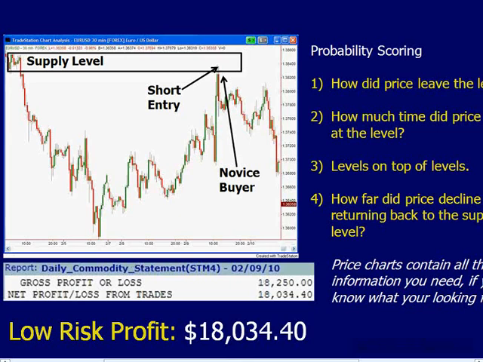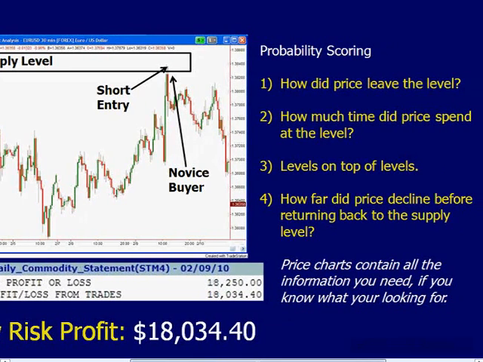Let me make sure I didn't miss anything. All right, I think we're all caught up there. So these are four of a few odds enhancers we look at. Remember, all the information you need to know, that the market maker knows, that the floor trader knows, anyone that's really watching the orders and facilitating the order flow, even the exchange, most of that information is all here in the price charts if you know what you're looking for. And to see that, you can't be looking at charts the same way everybody else does.